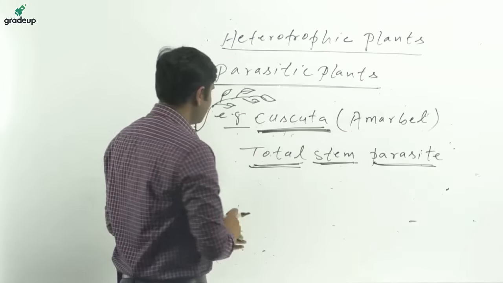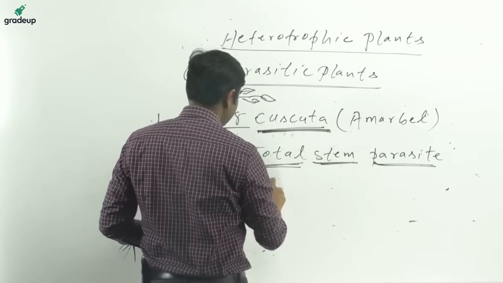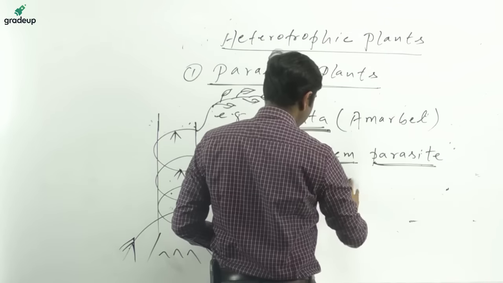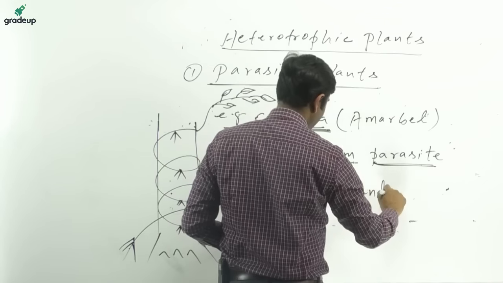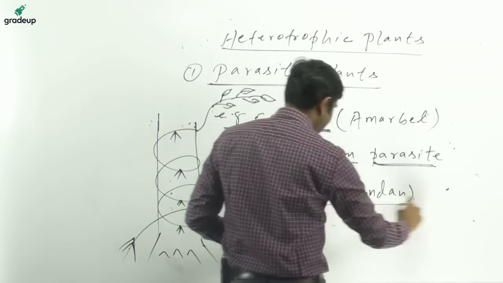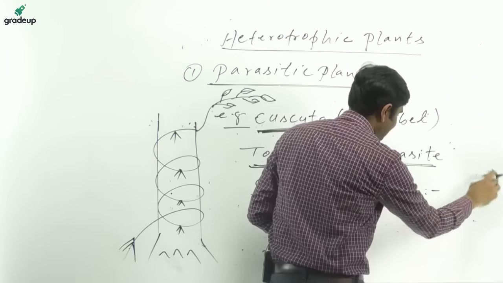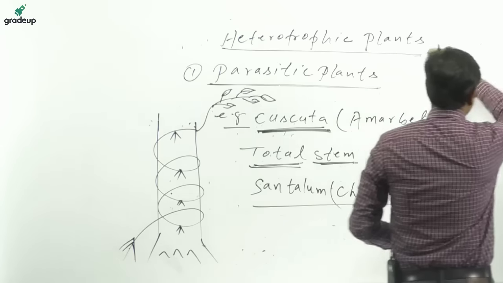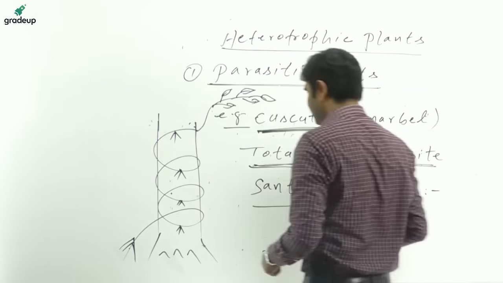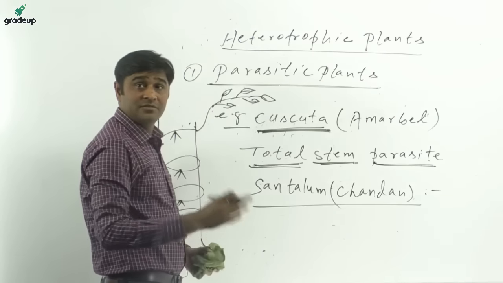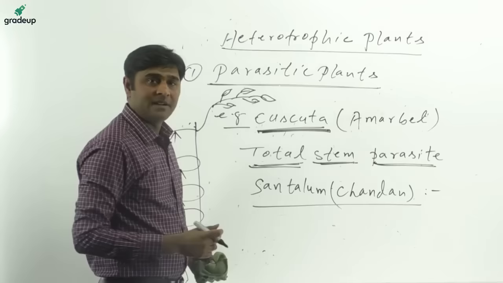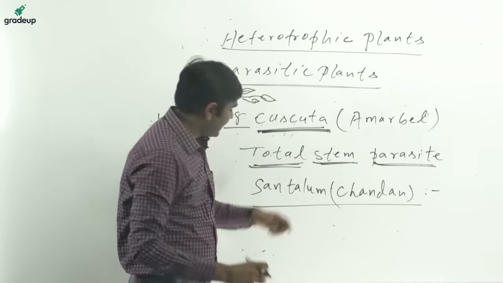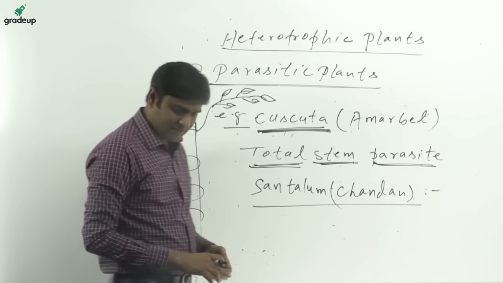Now, the next parasitic plant is Santalum. Santalum means chandan. Santalum is also a parasitic plant, guys. Tell me, is it a stem parasite or a root parasite? Give me your responses, please.